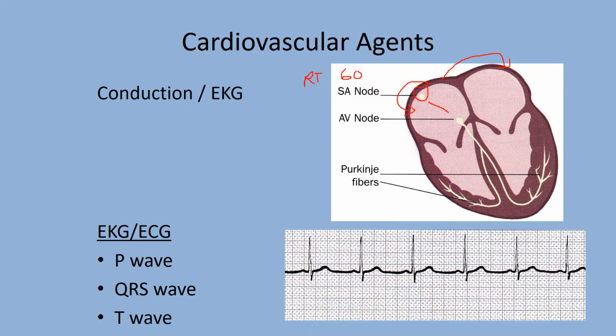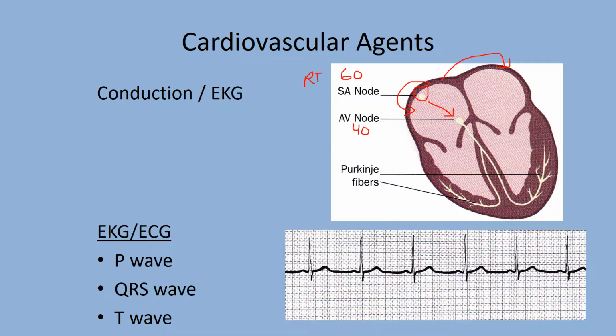The SA node communicates with the AV node. And that sends the signal down the septum and then up the Purkinje fibers to fire the ventricles. And we want the ventricles to squeeze at the same time. If your pacemaker doesn't work, then the AV node can kind of take over, but 40 beats per minute is not highly conducive to life.